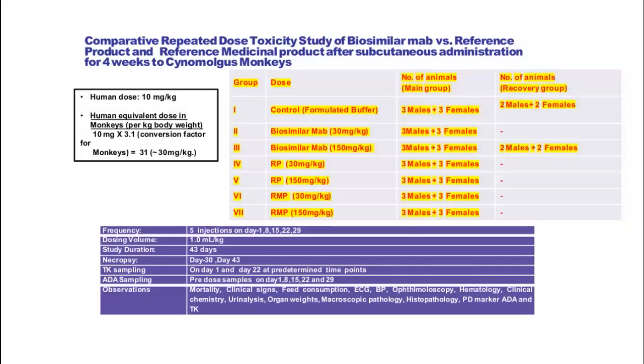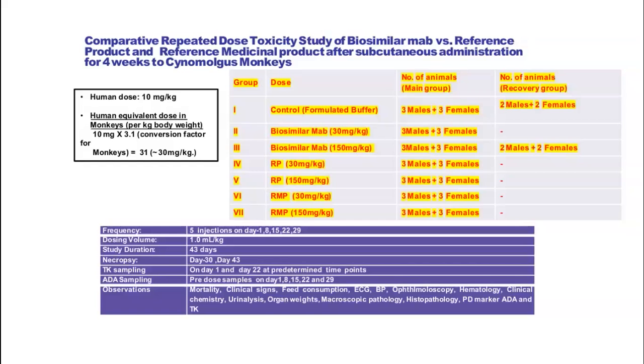Suppose you consider it, we can also include recovery groups, because we have already discussed that in India the requirement of a recovery group is mandatory. So we can keep two recovery groups, one for the control group and the second for the high dose of the biosimilar mAb, and the other groups are not required as per the design. So in a nutshell, this is the design especially for monoclonal antibodies in cynomolgus monkeys. The injection frequency we can give is on day 1, day 8, day 15, day 22 and day 29.